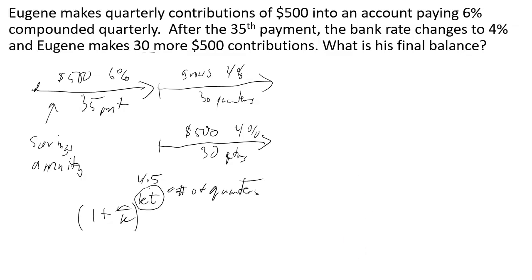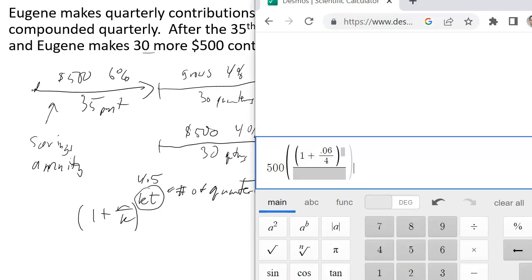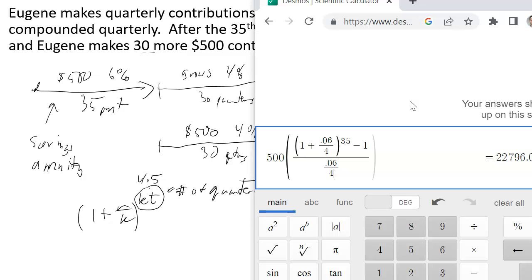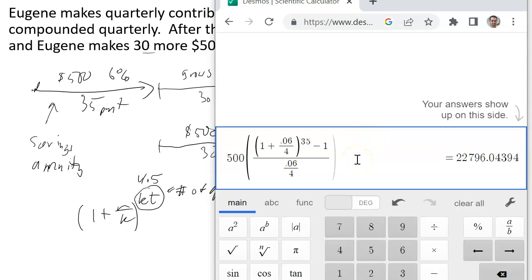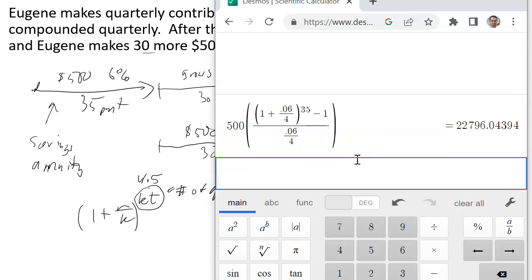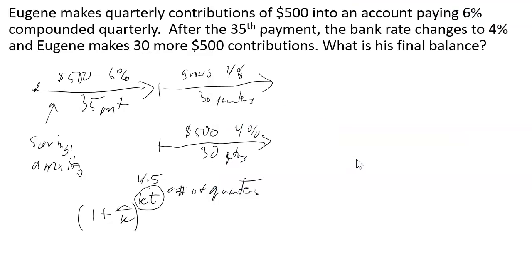So in this case, when we use our calculator, instead of putting 4 times some number of years up here, we can just put in that it's happening for 35 quarters. And then our minus 1 and our R over 4 there. And there we go. That gives us how much money we have at the end of that first 35 payment period. So we've got $22,796 at this point in time.